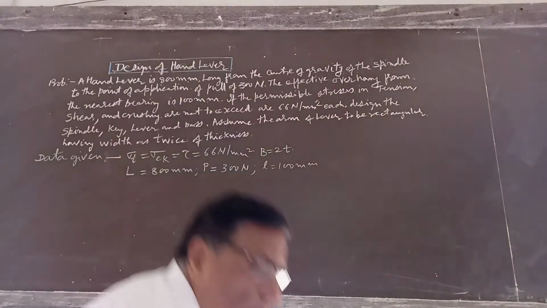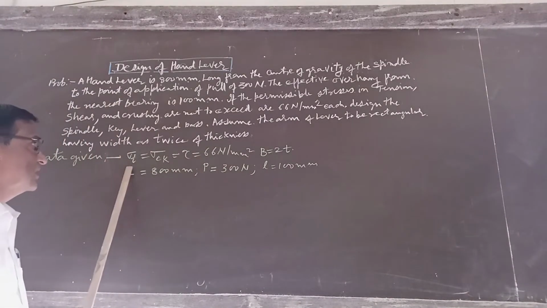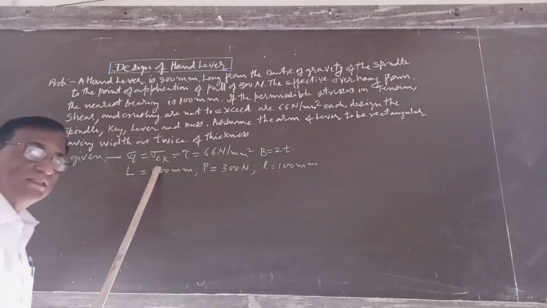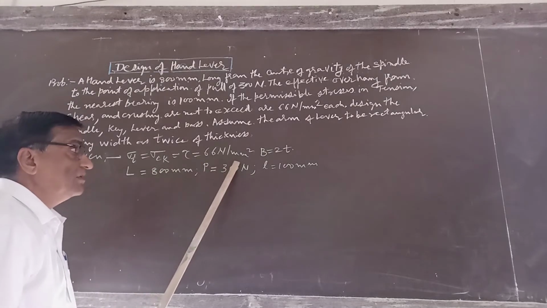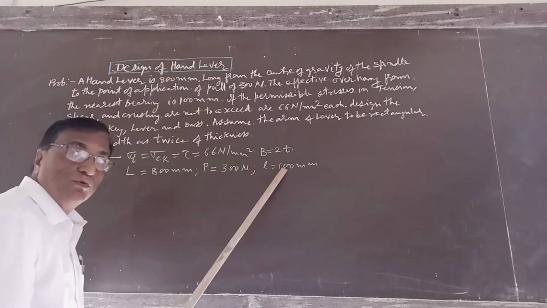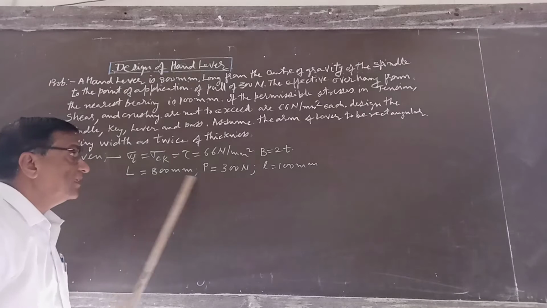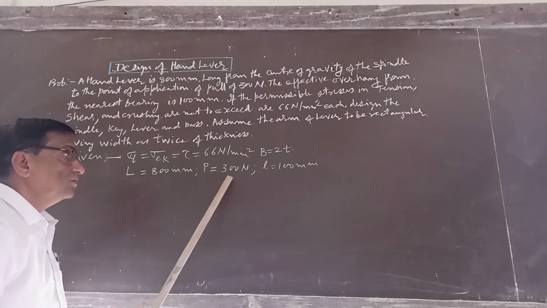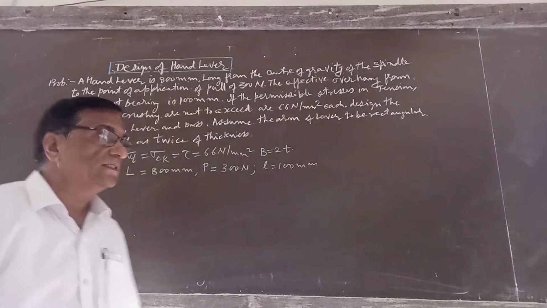Now, first of all, we will write the data given, that is sigma t is equal to sigma c is equal to tau is equal to 66 Newton per mm square, b is equal to 2t, L is equal to 800 millimeter, P force is equal to 300 Newton, and small n is equal to 100 millimeter. This is the data given.